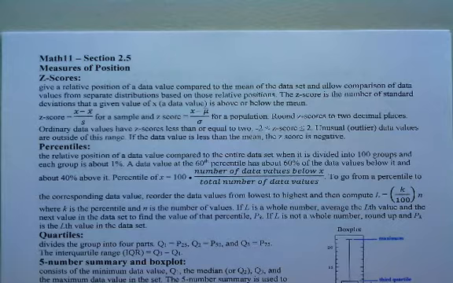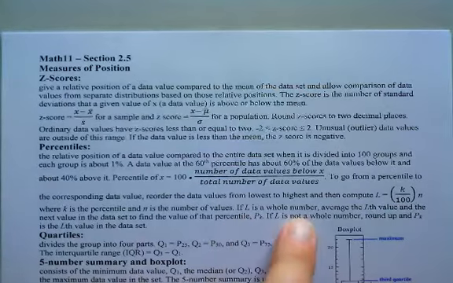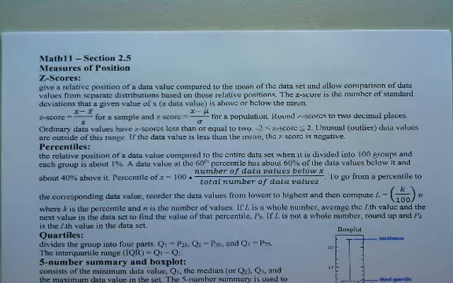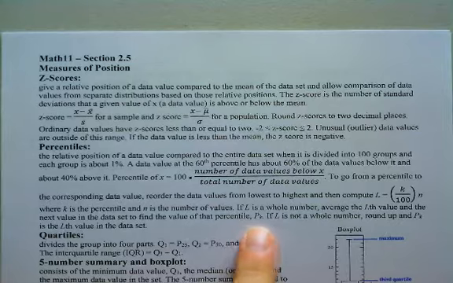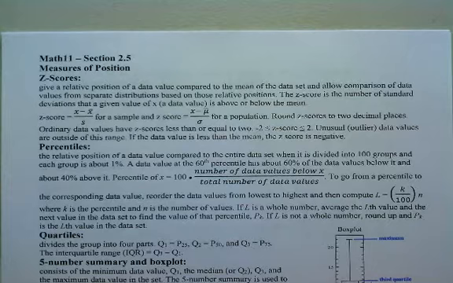To go from a percentile to the corresponding data value, reorder the data values from lowest to highest and then compute L equals K over 100 times N, where K is the percentile and N is the number of values. Now, here's the tricky part. If L is a whole number, then you're going to average the value you got and the one next to it in the data set to find the value of the percentile, pK. If L is not a whole number, then we're going to round it up, and pK, that percentile of that K, will be the Lth value of the data set. And we will look at some examples of how to do that shortly.